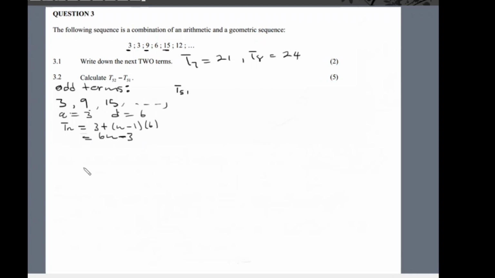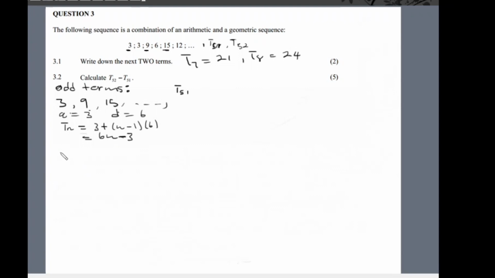So now what we need to do is find out which term number in this arithmetic sequence T51 is. I mean, T51 in the original sequence: which term number is it in this arithmetic sequence, right? T51 is a term of that original sequence. So I want to know which term number in this arithmetic sequence T51 is.